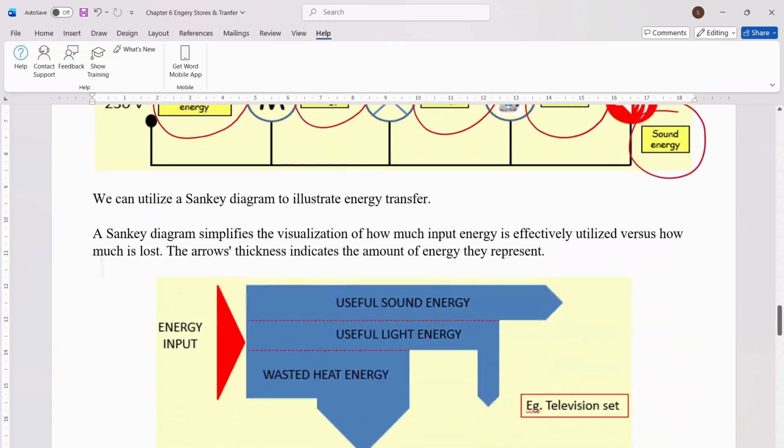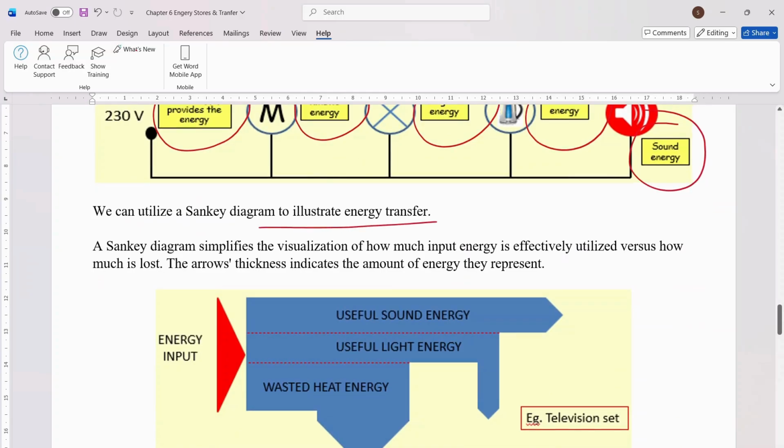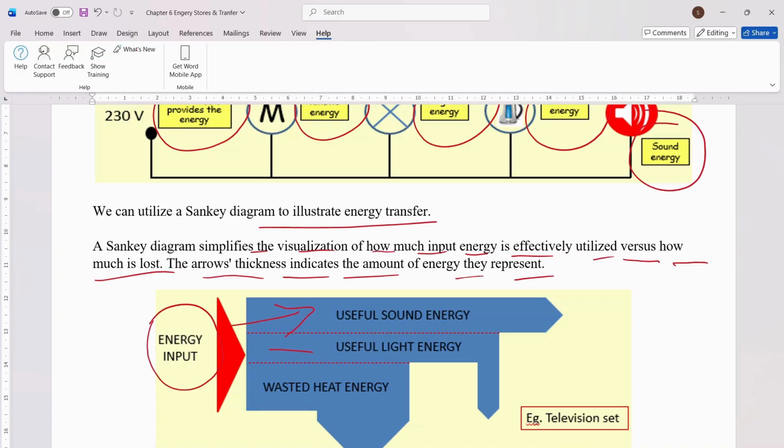We can utilize a Sankey diagram to illustrate the energy transfer. What is a Sankey diagram? It simplifies the visualization of how much input energy is effectively utilized versus how much is lost. The arrow's thickness indicates the amount of energy they represent. So, for example, we have this amount of energy input, and now it is converted into useful sound energy, some of it is converted into light energy, and then some energy, heat energy, is also wasted. Example in television.